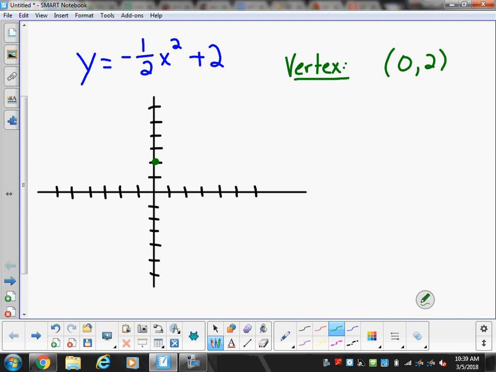Okay, so the first step is you're going to find the vertex and plot it. If you don't know where the vertex is and you don't know how the shape of the graph is going to go, you need that minimum or that maximum value. So you kind of know where the graph begins.